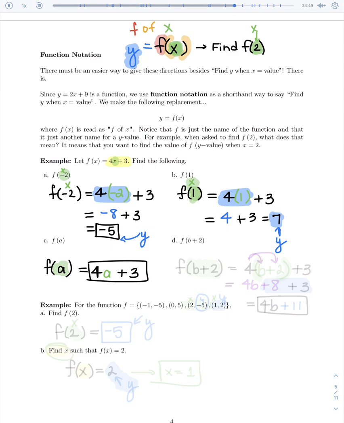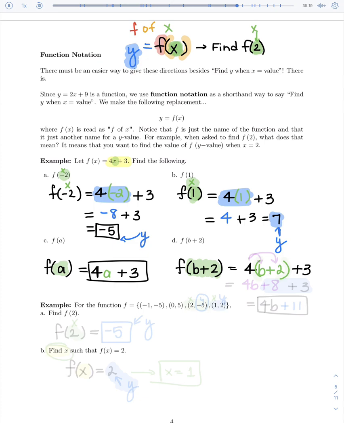Next one, f of b plus 2, means to take our function and wherever there's an x, plug in this horrible thing, the b plus 2. So we'd start out with our 4 again, and we'd replace the x with a b plus 2. The key is that it's pretty complicated looking. We need to be careful not to forget our parentheses when we plug something in. And then our plus 3.